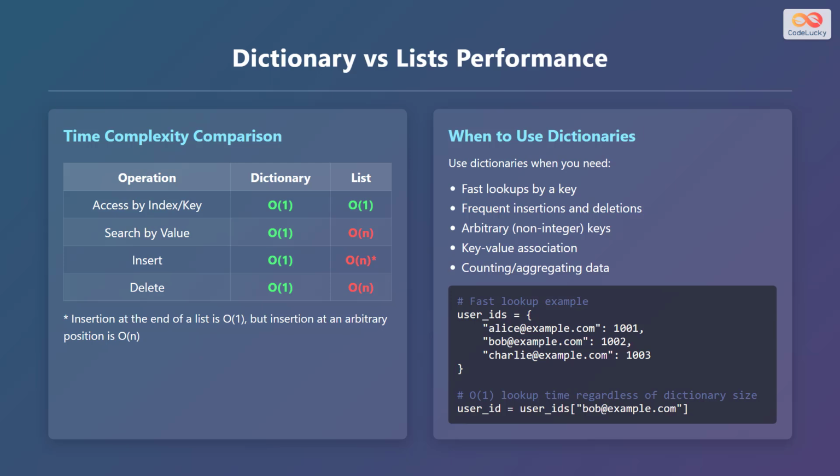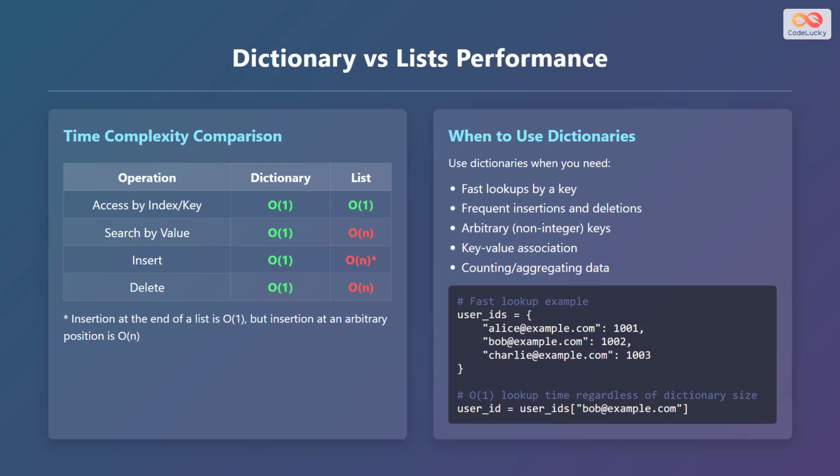Let's compare the performance characteristics of dictionaries versus lists in Python. When accessing an element by index or key, both dictionaries and lists offer constant time complexity, denoted as O(1). This means that the time it takes to access an element does not depend on the size of the data structure. When searching for an element by value, dictionaries provide constant time complexity, O(1), whereas lists require linear time complexity, O(n).